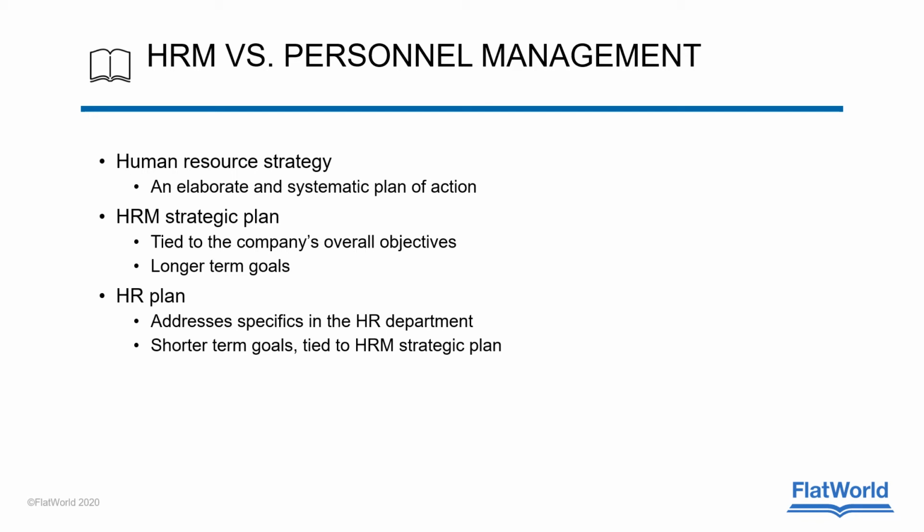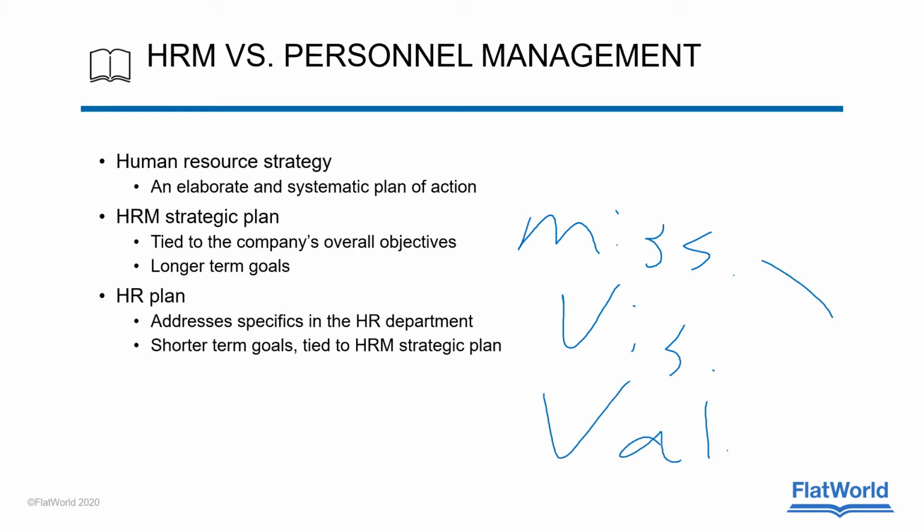So human resource strategy can be seen as an elaborate and systematic plan of action. And the HRM strategic plan has got to be tied to the company's overall objectives. It has to be aligned with and is indeed an integral part of the company's overall strategic plan. So it's part of the overall strategic plan, and it has to be aligned with the company's mission, vision, and values. And again, mission, vision and values are all things that we'll talk about in 411, business strategy.